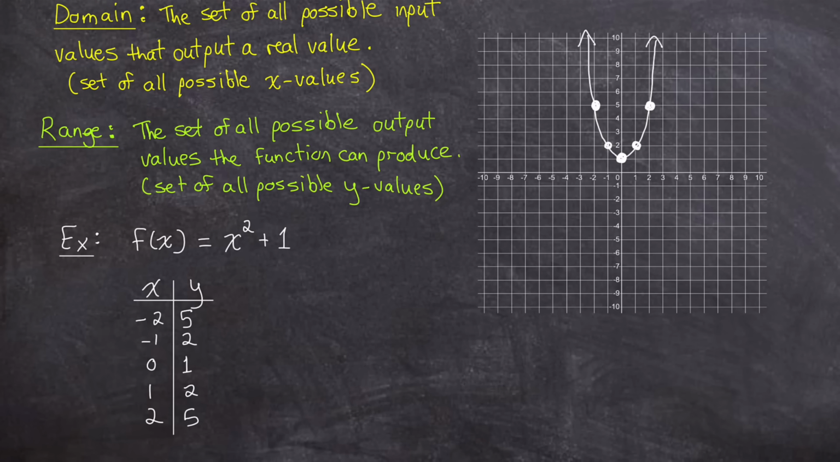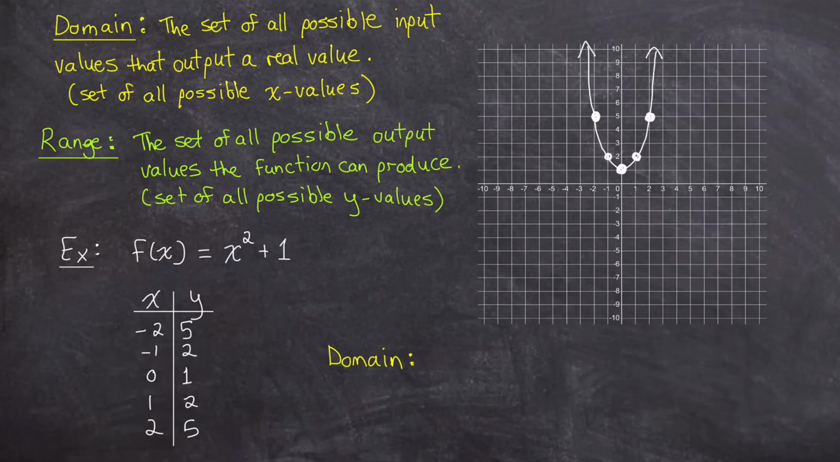When determining the domain, I need to find the set of all possible input values that will output a real value. So I just want to figure out what values for x am I able to input for this x in this equation to be able to output a value for y. Well, you can input any real number for this x, and the output will be a real value, right? Any real number can be squared. So there would be no restrictions on what we could sub in for x.